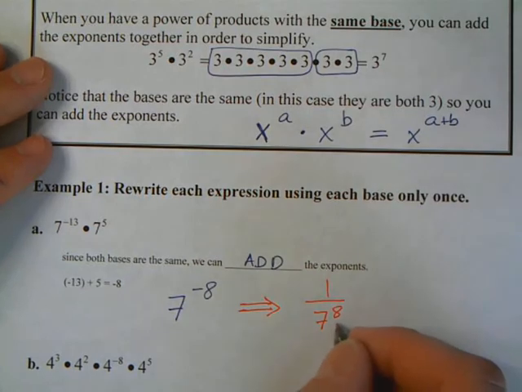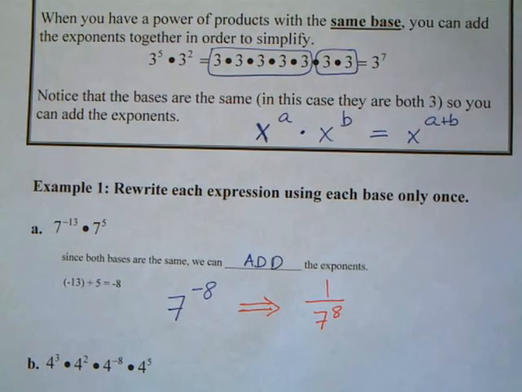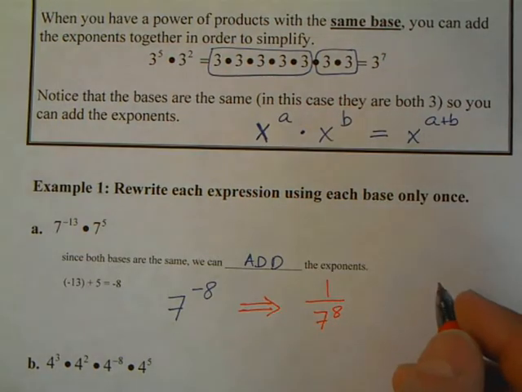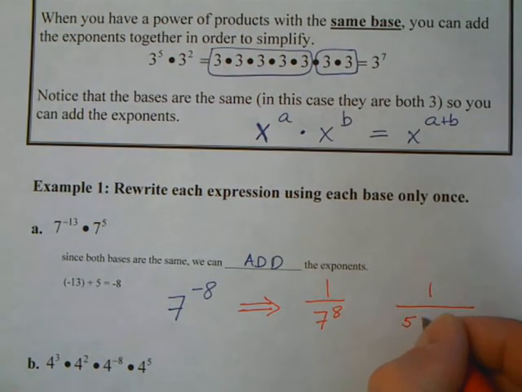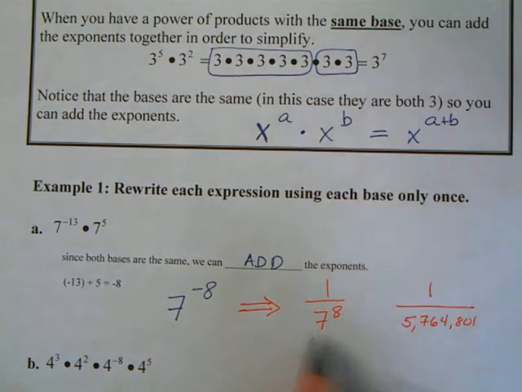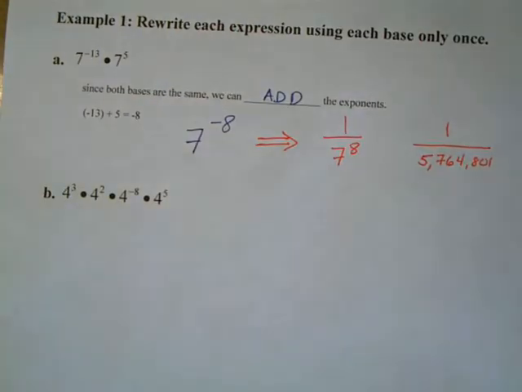Please don't try to work this out, but if you wanted to, you could try to guess what that is in terms of 7 to the 8th. Is it greater than 1,000? Is it greater than 10,000? Well, actually, it's 5 million. If we were writing that number out, it would be 1 over 5,764,801. Because this is such a large number, it's okay to leave your answer in this case as 1 over 7 to the 8th.